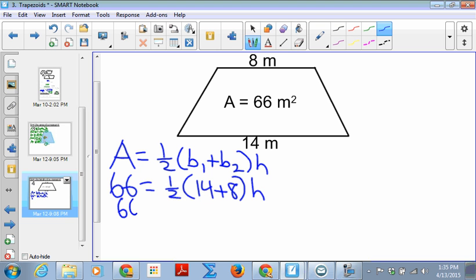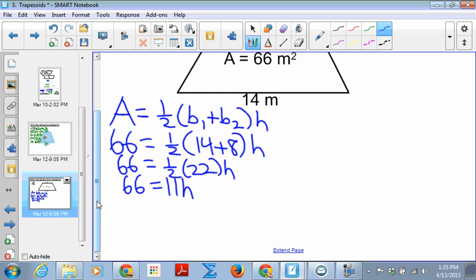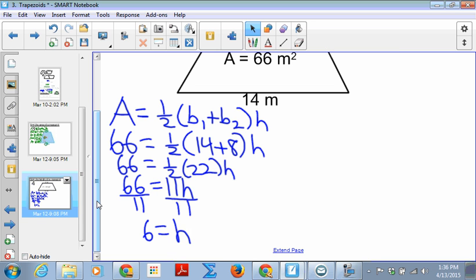We keep working down. 14 plus 8 is 22. Half of 22 is 11. Then we divide both sides by 11 for an overall height of 6. Notice the work progression, ladies and gentlemen. I should see this in all your practice work. There are unfortunately no practice problems on this lesson. So this concludes your lesson on the area of a trapezoid.